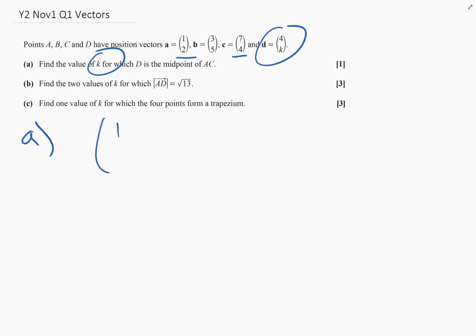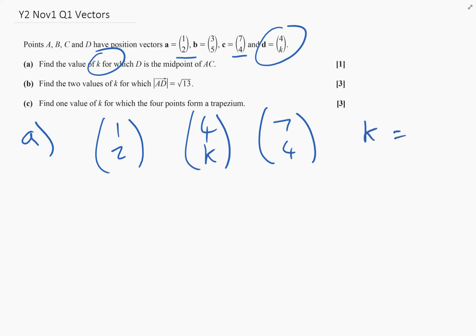So if A is (1, 2) and C is (7, 4), and we need D to be halfway between those, you can see already that k is going to be halfway between 2 and 4, so it's fairly easy to just see that k equals 3, so just one mark for that one.